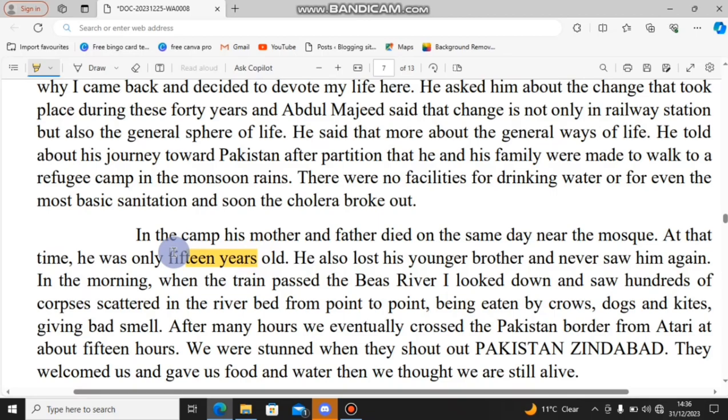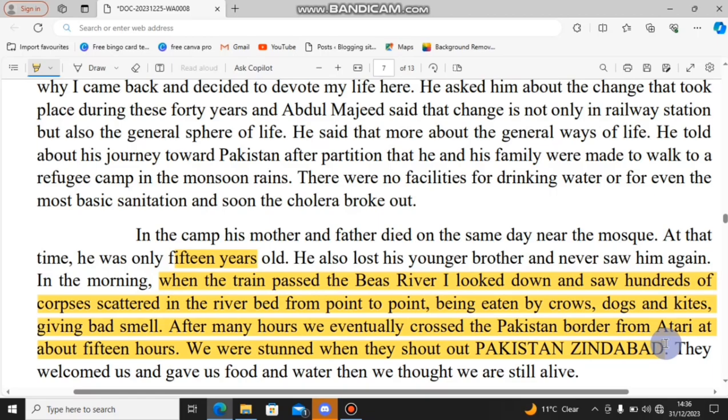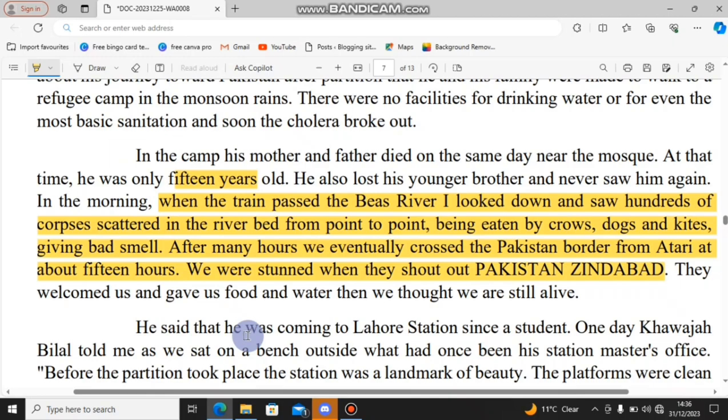In the morning, when the train passed the Beas River, I looked down and saw hundreds of corpses scattered in the riverbed from point to point, being eaten by crows, dogs and cats, giving a bad smell. This whole information is given by Abdul Majid. After many hours, we eventually crossed the Pakistan border at Attari at about 15 hours. We were stunned when they shouted, "Pakistan Zindabad." They welcomed us and gave us food and water. Then we thought we are still alive.